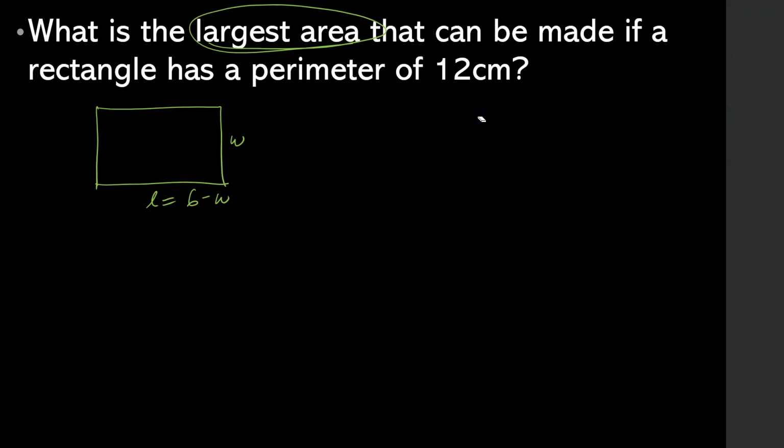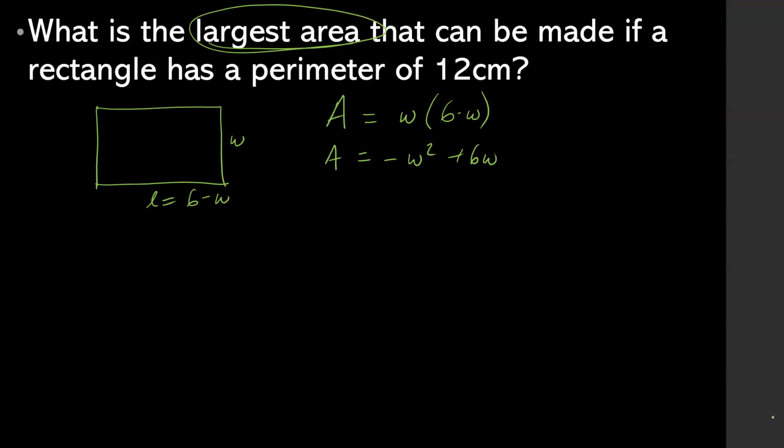So again, we're looking for largest area, so how do you find the area of a rectangle? Well, that's length times width, so W times 6 minus W. And what do we get? Negative W squared plus 6W. Is that the type of equation that's going to have largest output? Sure. That's a parabola opening downwards. And unlike the last problem, this does have a domain restriction.